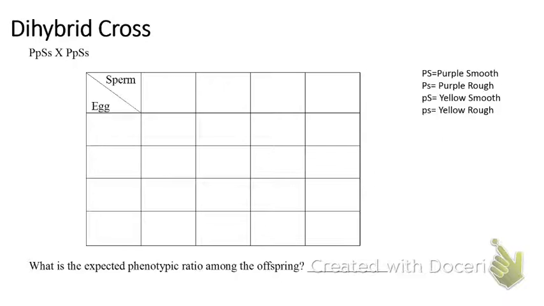A dihybrid cross looks at two traits. We're going to look at corn. The kernels can be purple or yellow, and their second trait is smooth and rough. The possible genotypes that could come together are big P and big S, which is purple and smooth. We have big P and little s, which is purple and rough. We have little p and big S, which is yellow and smooth. And then we have little p and little s, that's yellow and rough.